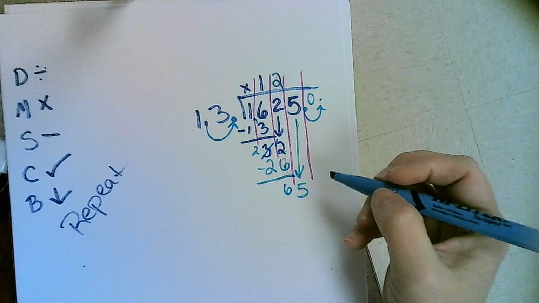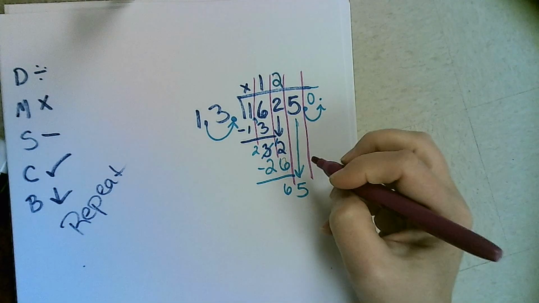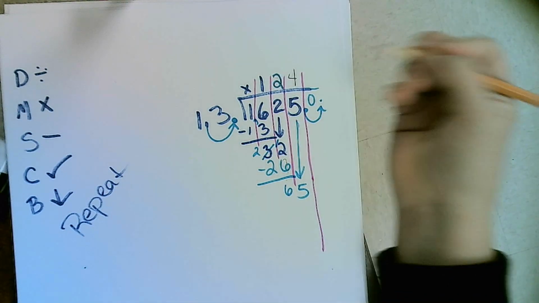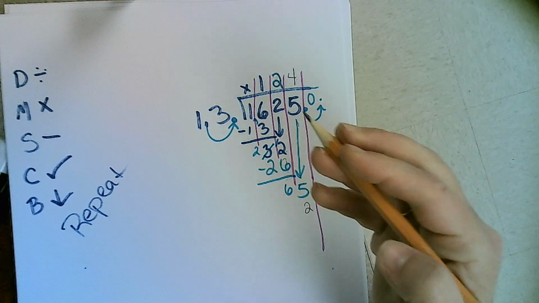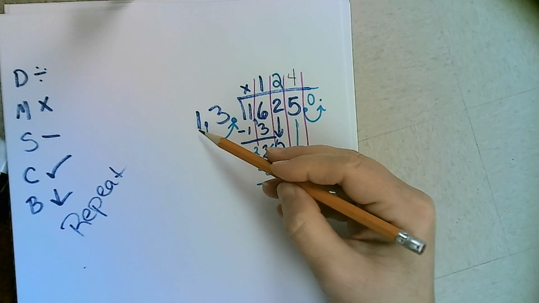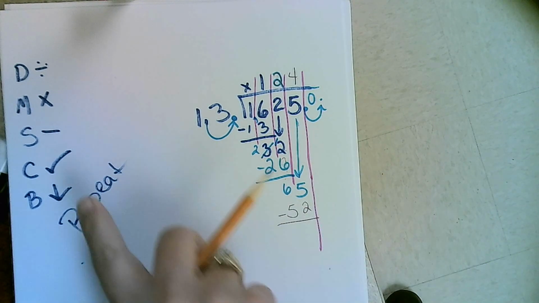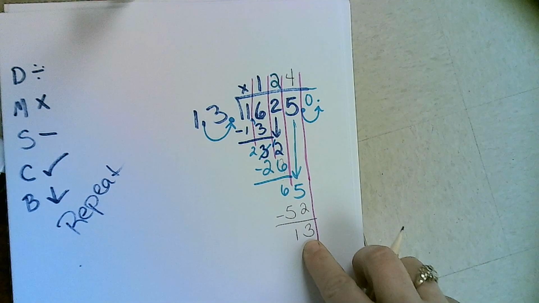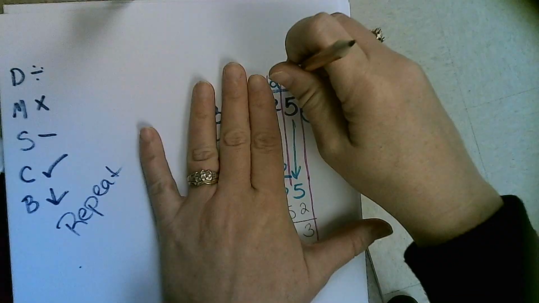Go back up to division. So 65 divided by 13. Again, I'm just going to pick a number. I'm going to pick 4. If you don't make a table, you're just picking numbers. So 4 times 3 is 12. Carry the 1. 4 times 1 is 4, plus 1 is 5. 52. Okay, next step is subtract. 5 minus 2 is 3. 6 minus 5 is 1. I check. It is not less than 13. So it means I picked the wrong number.